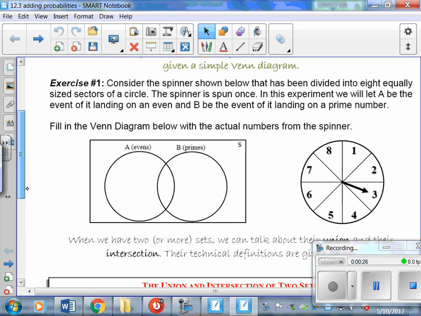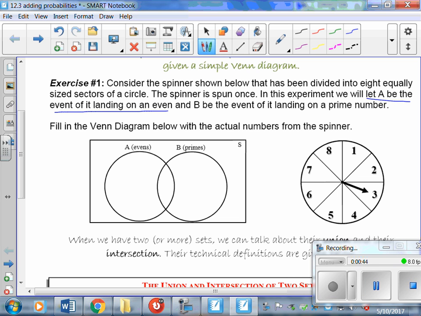So in exercise 1, consider the spinner shown below that has been divided into 8 equally sized sectors of a circle. The spinner is spun once. In this experiment, we will let A be the event of landing on an even, and let B be the event of landing on a prime number. So A is equal to an even number: 2, 4, 6, or 8. And B is going to be a prime number.